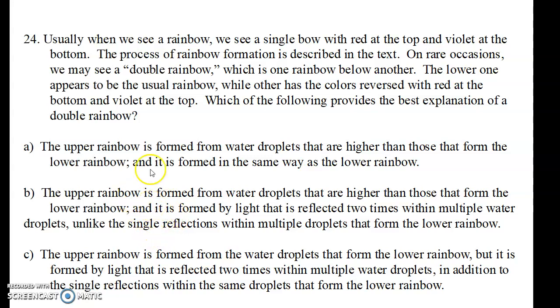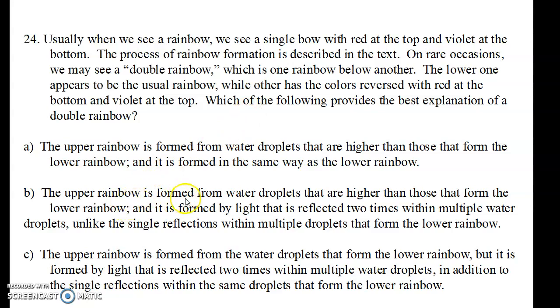Sorry about that. Usually when we see a rainbow, we see a single bow with red at the top, violet at the bottom. The process of a rainbow is described in the text. You see a double rainbow, one below the other. Okay? Which of the following best provides an explanation of the double rainbow? And the answer is B.